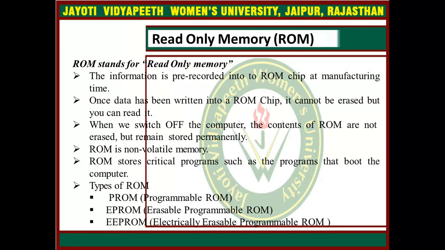Now come to the ROM, that is read-only memory. In this, the information is pre-recorded into the ROM chip at manufacturing time. Once data has been written into a ROM chip, it cannot be erased, but you can read it. When we switch off the computer, the contents of ROM are not erased but remain stored permanently. ROM is a non-volatile memory, whereas RAM is volatile, okay, just remember.